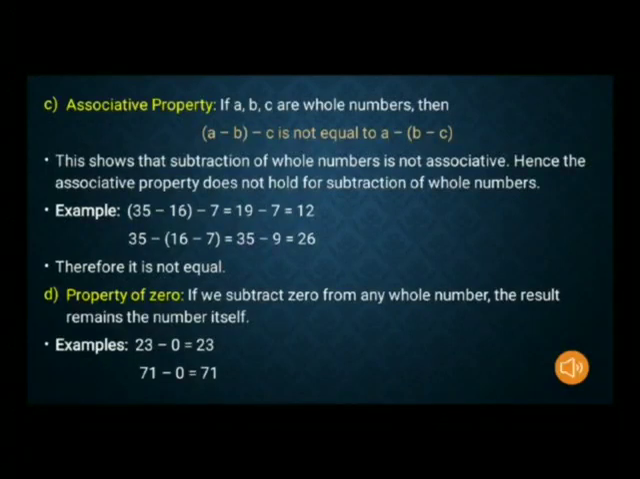Now let's discuss the next property, of 0. If we subtract 0 from any whole number, the result remains the number itself. For example, 23 minus 0 equals 23, 71 minus 0 equals 71.